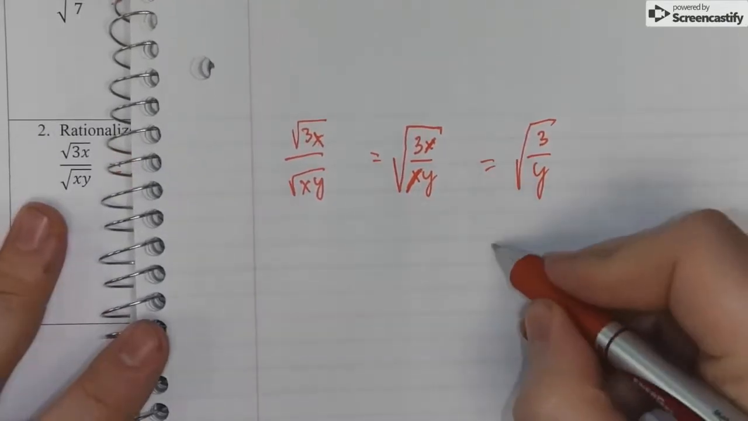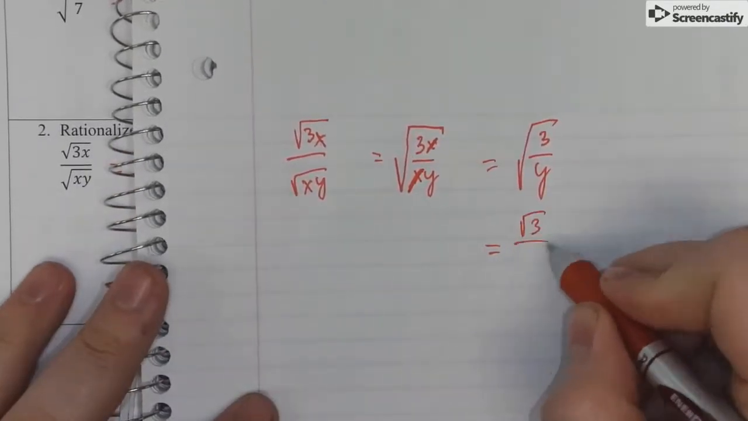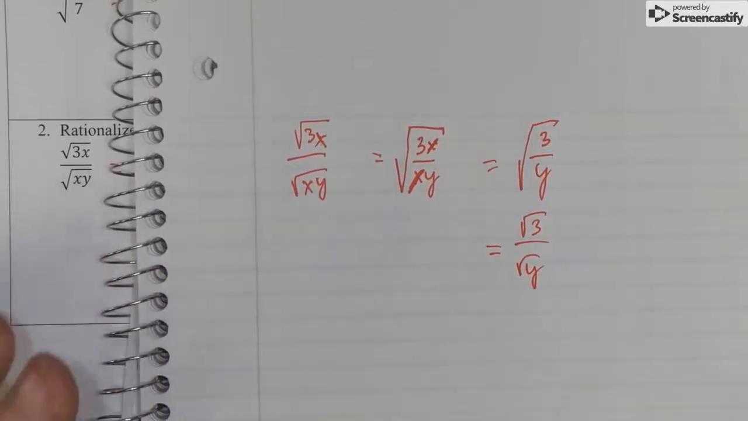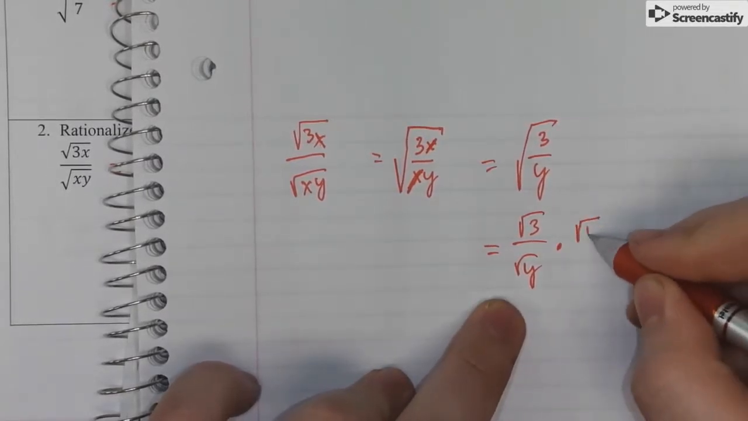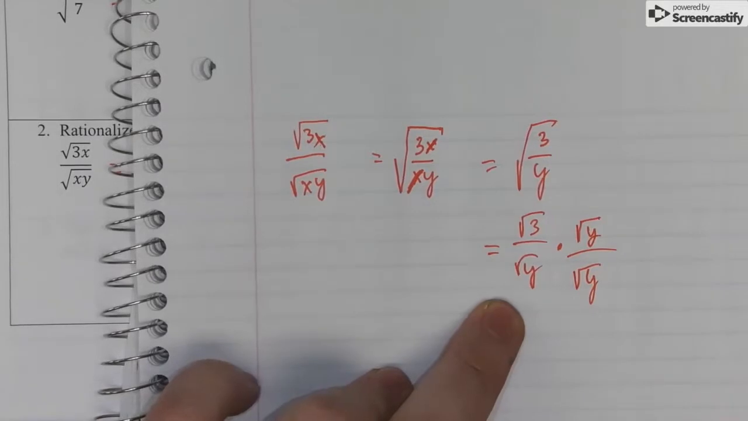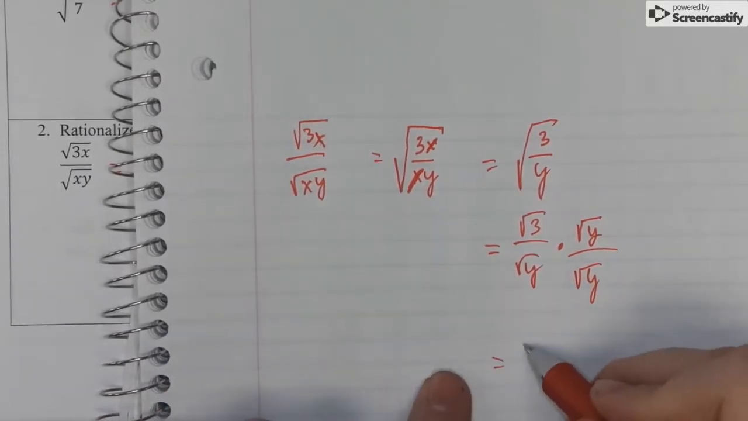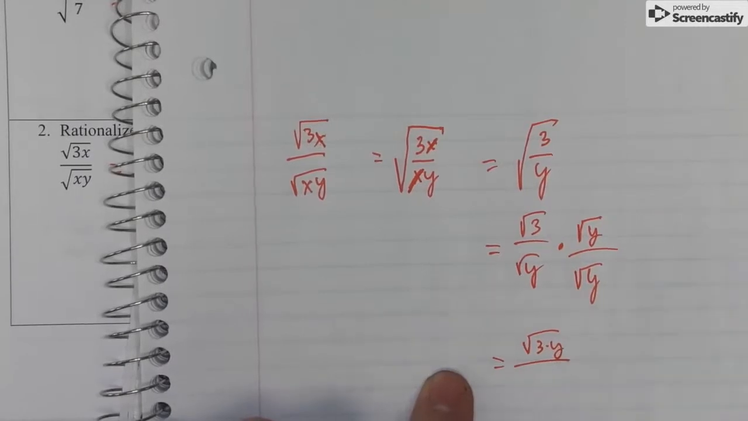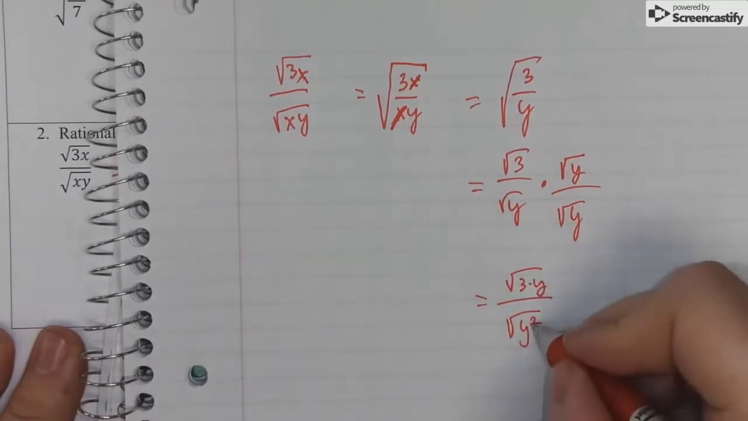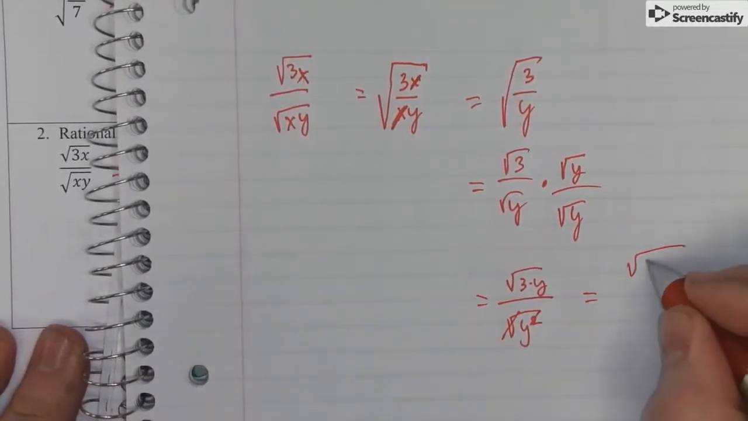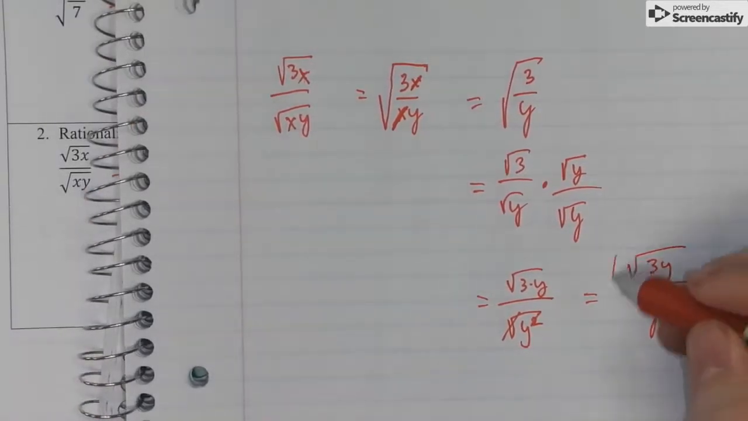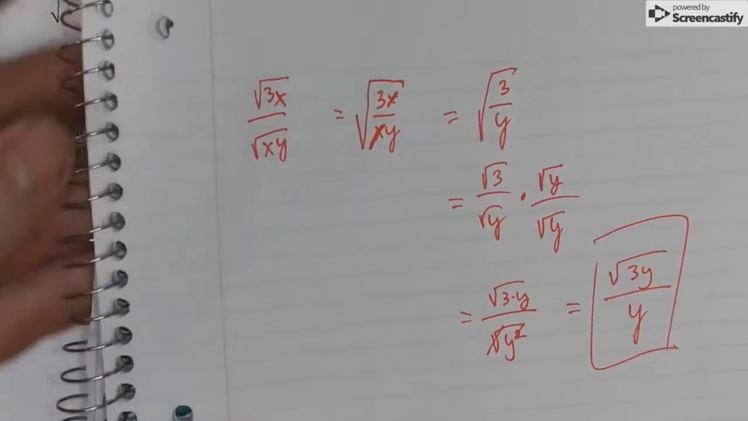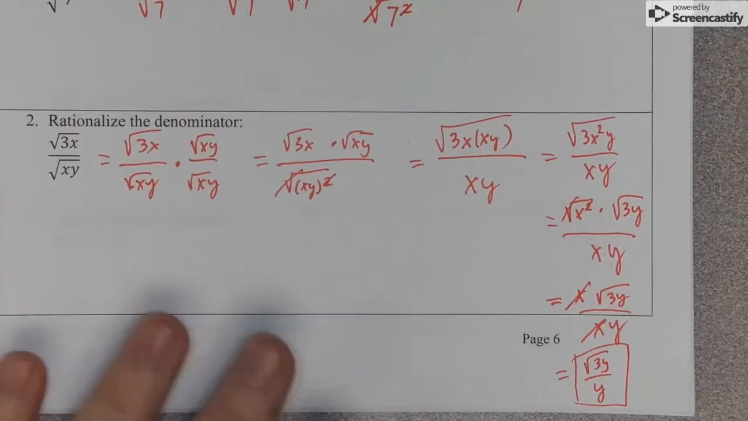This problem then becomes, break it up again, the square root of 3 over the square root of y. I don't know the square root of 3, and I don't know the square root of y, but I do need to rationalize the denominator. So I'll multiply by the square root of y over square root of y. So this is going to become the square root of 3 times y over the square root of y squared. Well, these cancel, so I'm left with the square root of 3y over y, which, if you notice, is what we had before. Square root of 3y over y.